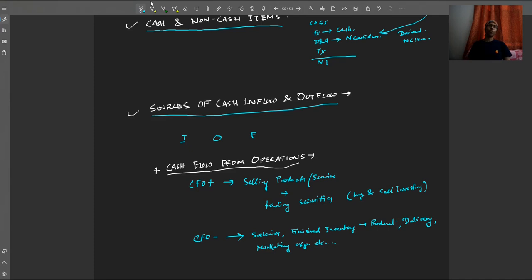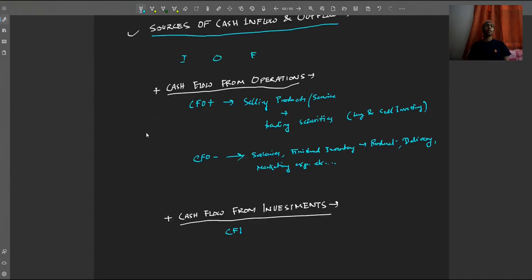Now we will go into cash flow from investments. So friends, let us first discuss a few examples where there are cash inflows from investments, CFI plus. This can be selling of some asset, selling of some securities, selling part of the property, plant and equipment, selling a license, which is basically an intangible asset. These are examples of cash inflow from investing.